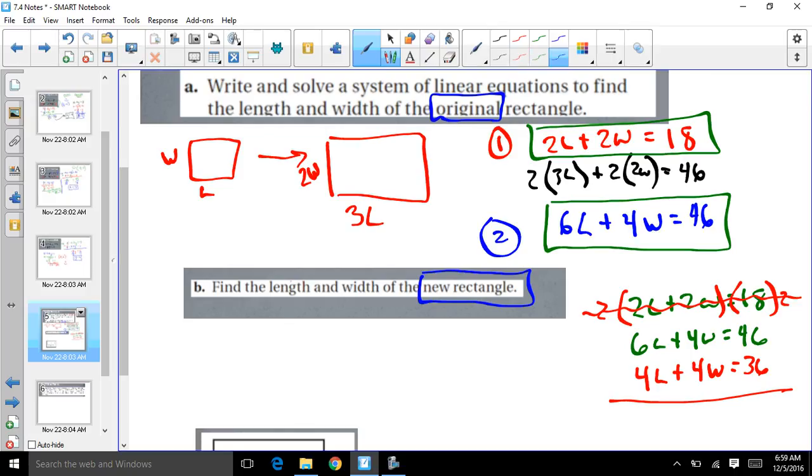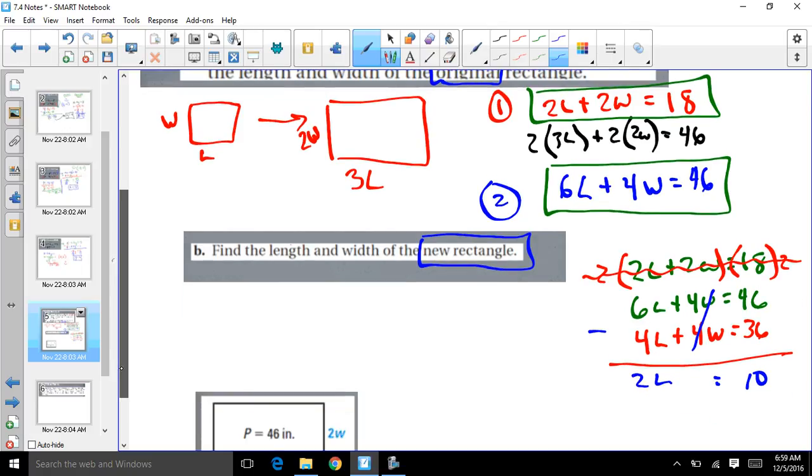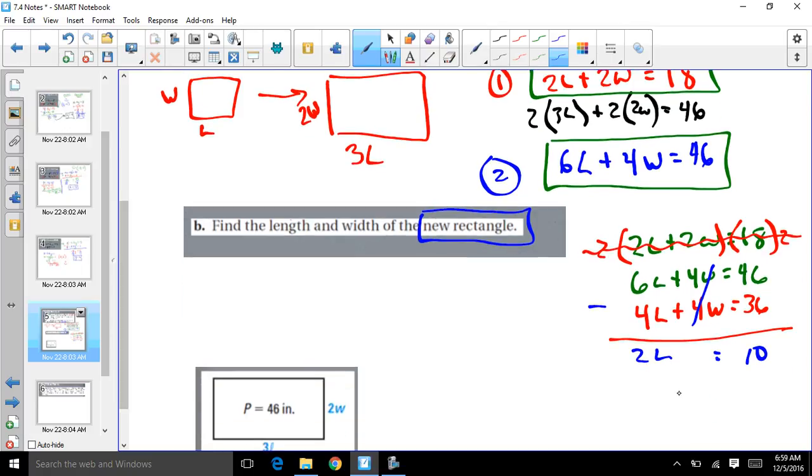If I have that all set up, now I can just subtract to get 2L. 4W minus 4W makes nothing, and then 46 minus 36 just makes 10. If that's really the case, boy, this is pretty easy. That means I now know that L equals 5. Okay? If L equals 5, that works for me for both my old rectangle and my new rectangle.